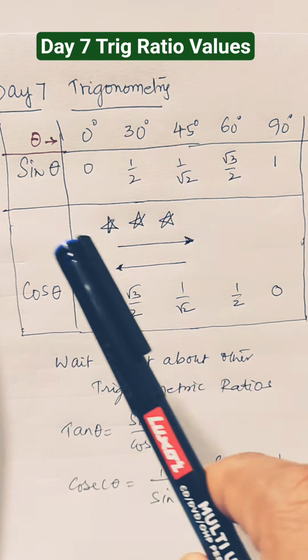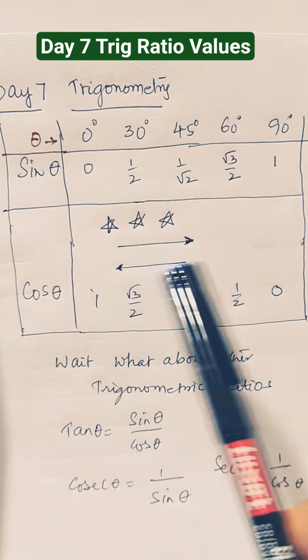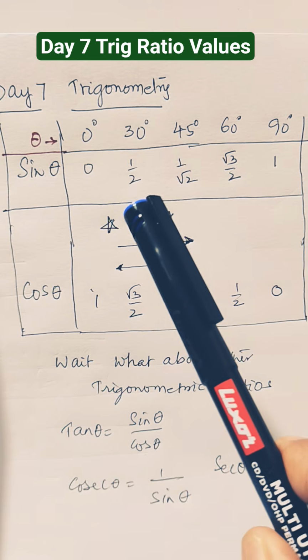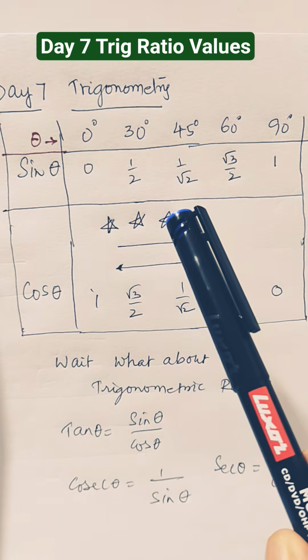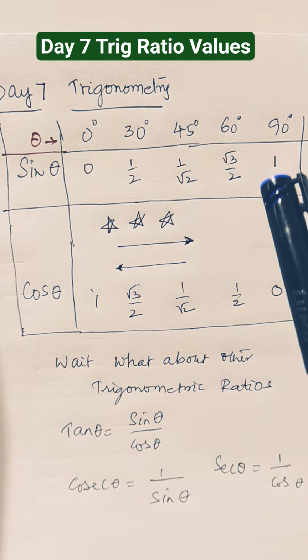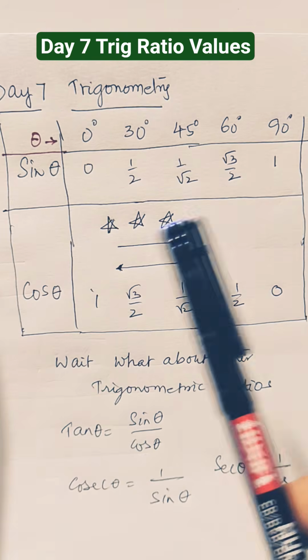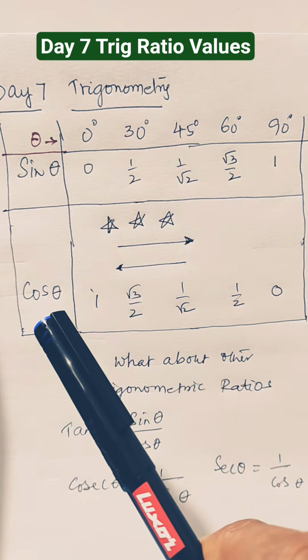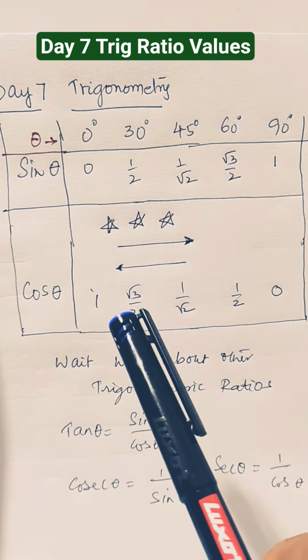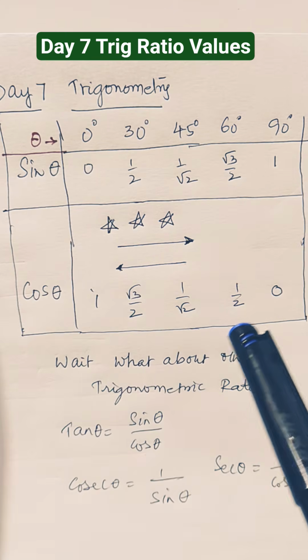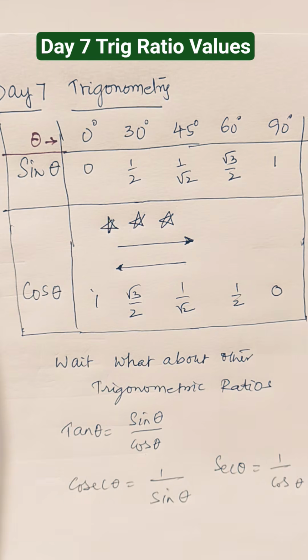The sin theta values go this way; for cos theta values, just imagine the reverse order. Sin 0 is 0, sin 30 is 1 by 2, sin 45 is 1 by root 2, sin 60 is root 3 by 2, sin 90 is 1. So for cos, just reverse the order: cos 0 is 1, cos 30 is root 3 by 2, cos 45 is 1 by root 2, cos 60 is 1 by 2, cos 90 is 0. If I know this, I can get all of them.